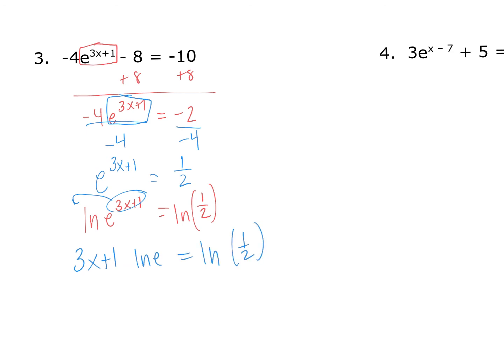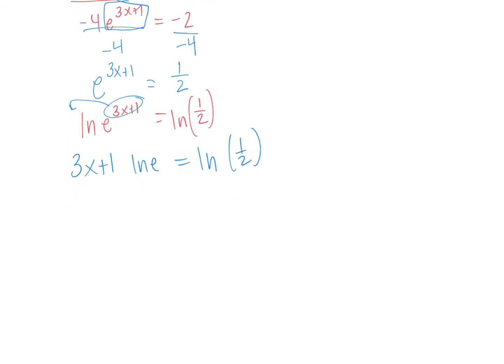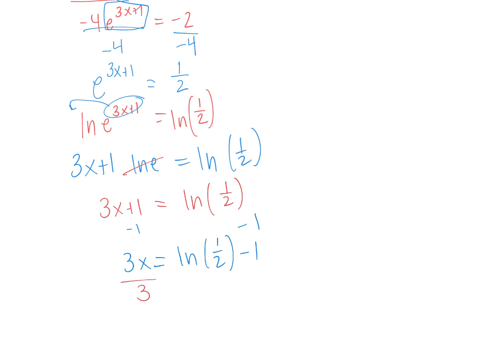All right? Once again, ln e is going to cancel out, and you're left with 3x plus 1 equals ln of a half. Here, I have 2 steps. So this one's going to be a little bit trickier, so you have to listen to how we're going to put it into the calculator, okay? I'm going to subtract 1 first from both sides. So now we have 3x equals ln of a half minus 1. But then I also need to divide by a 3 on both sides, okay?